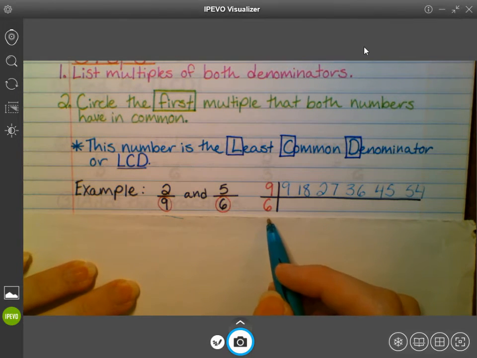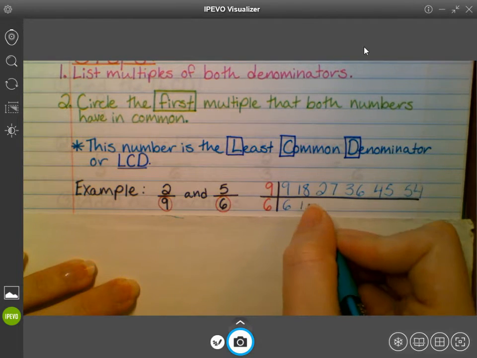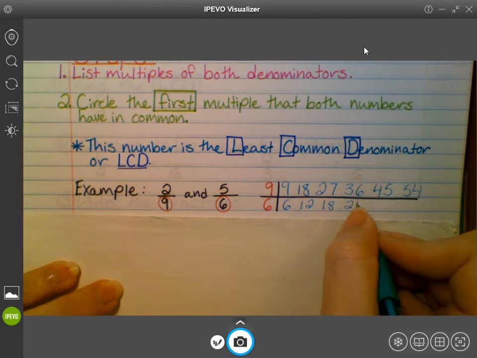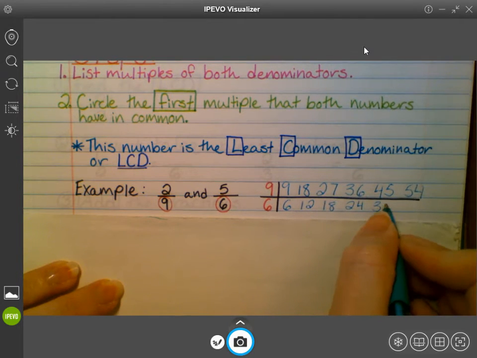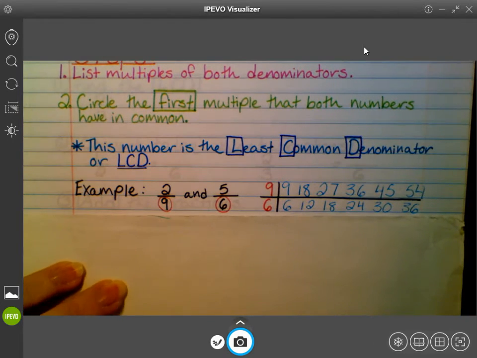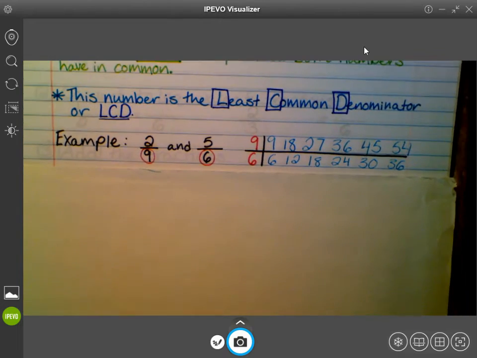Now I'm going to list multiples of 6. So that'd be 6, 12, 18, 24, 30, 36. I'm going to stop there. Now 5th grade, I've listed, let me move this up so you can see it better.